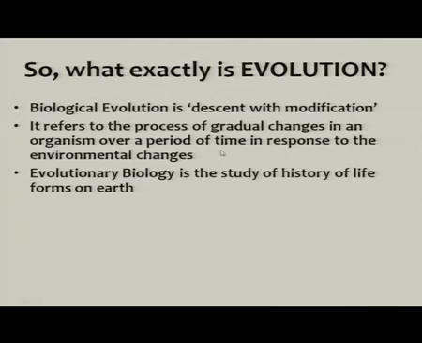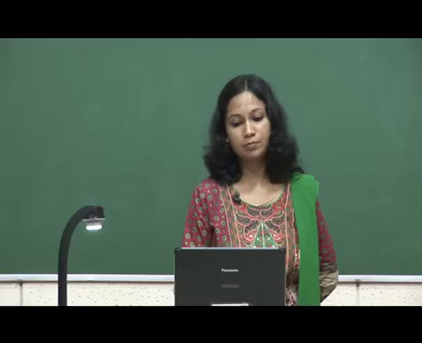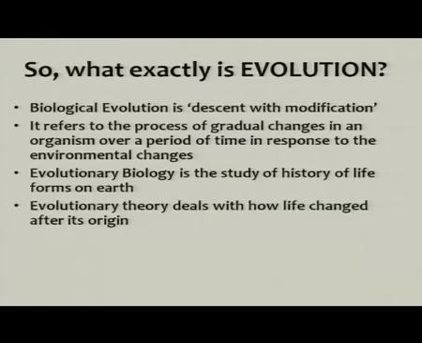Evolutionary biology is the study of the history of life forms on earth. This is a branch of biology which deals with the study of the history of life forms on earth. How the life forms changed with the period of time is dealt with in evolutionary biology. And the evolutionary theory deals with how life changed after its origin. Evolutionary theories are those theories which deal with the change of the life form since its origin.